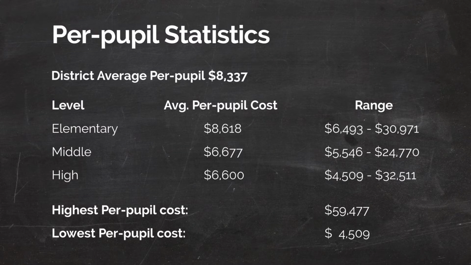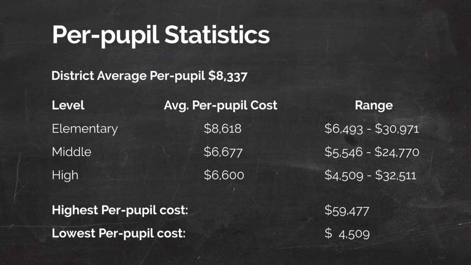The per pupil expenditures are reported annually by the Clark County School District to the state of Nevada, and they provide a lot of insight as to how we're spending money on a per pupil basis in each one of our schools. And so the district average per pupil, and all of this information comes from fiscal year 2014, is approximately $8,337.